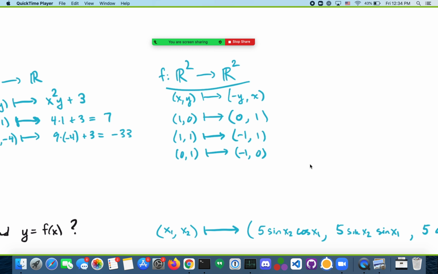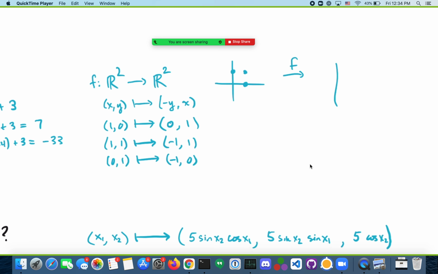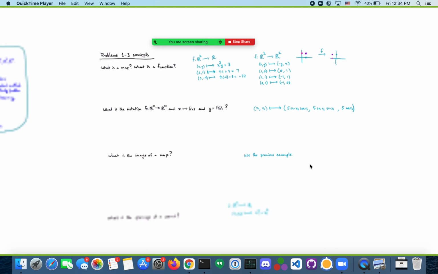And we can actually visualize this. Here's the point (1, 0), here's the point (1, 1), here's the point (0, 1). And each of those gets mapped over to the plane. (1, 0) goes to (0, 1). (1, 1) goes to (-1, 1). (0, 1) goes to (-1, 0). Later we'll see a different way to visualize this. Okay, so those are two examples.